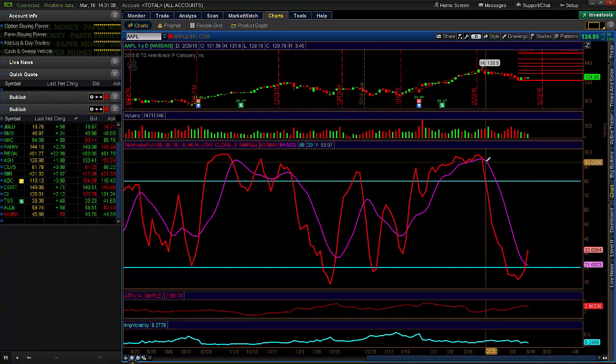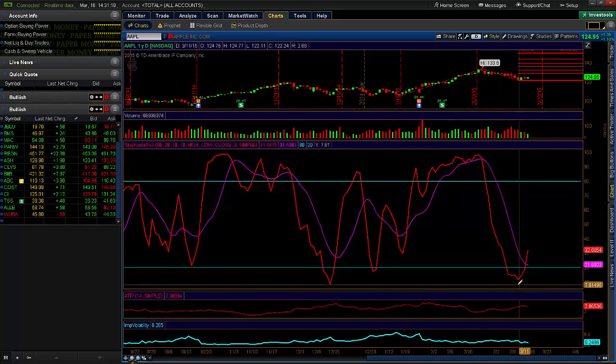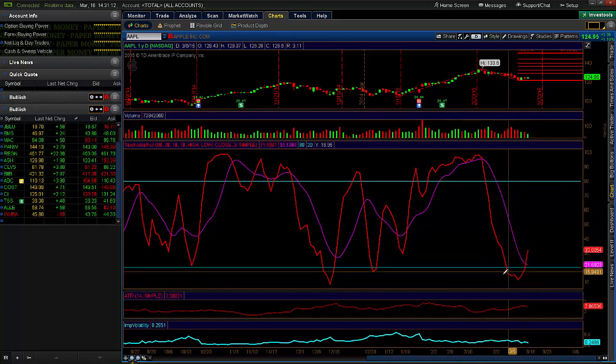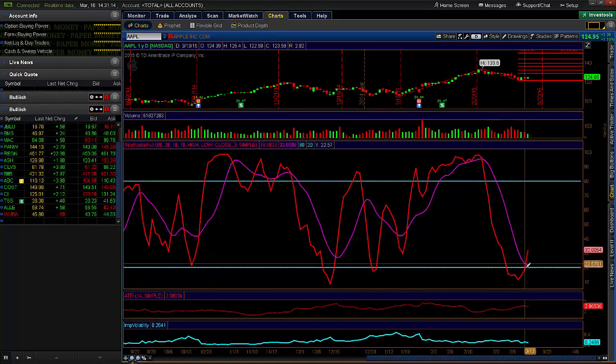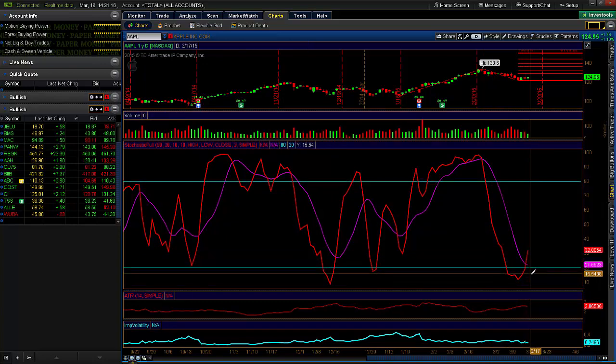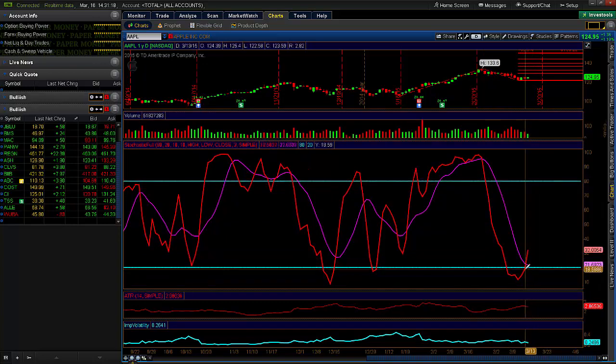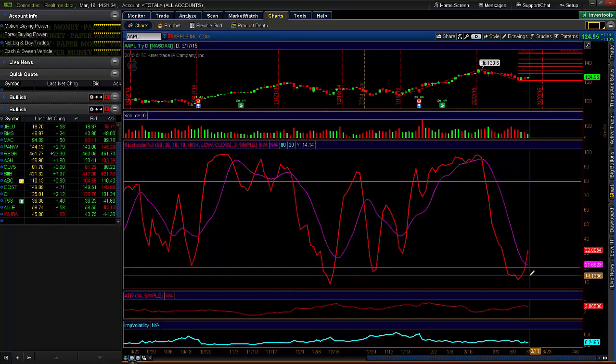And so, looking at stochastics here, as you can see, stochastics comes down, down, down. It starts getting oversold, under the 20 mark, crosses back up, and it both crosses the 20 barrier, number one, and then it crosses the pink line, number two. That's a double whammy buy signal.